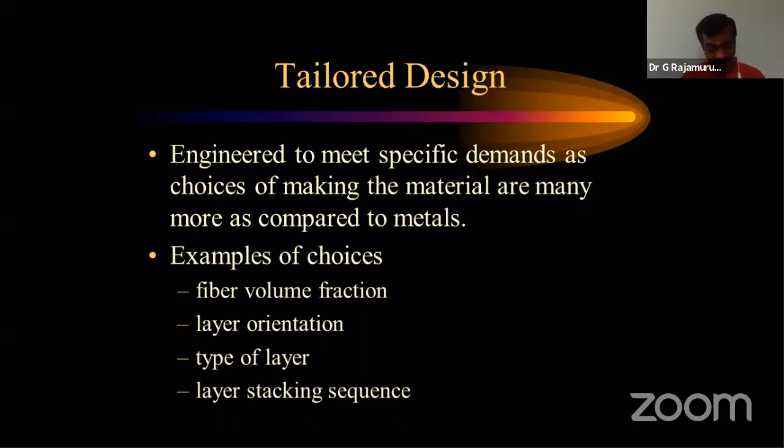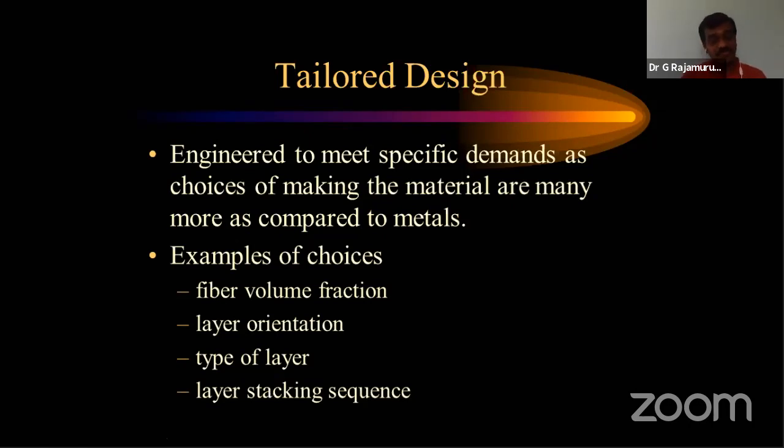So by adding this reinforcement, or increasing or decreasing the volume of the reinforcement, that can enhance the mechanical property of the particular composite. So the fiber volume fraction, the layer orientation, the type of layer, the layer stacking sequence, I think these all come under the section of your fiber matrix composite.